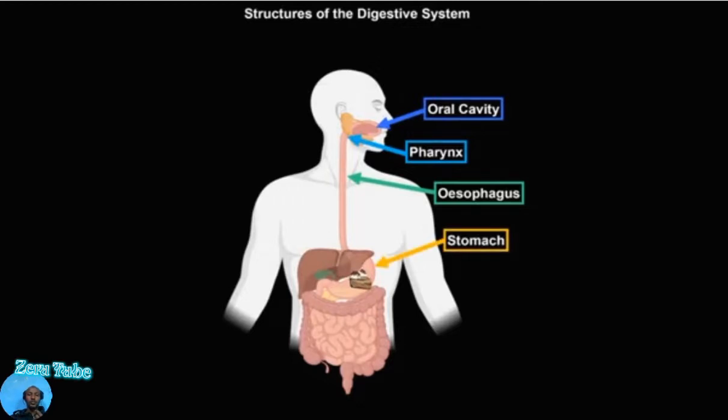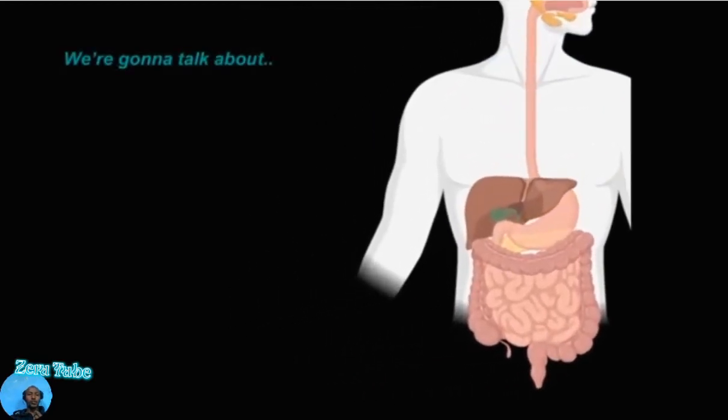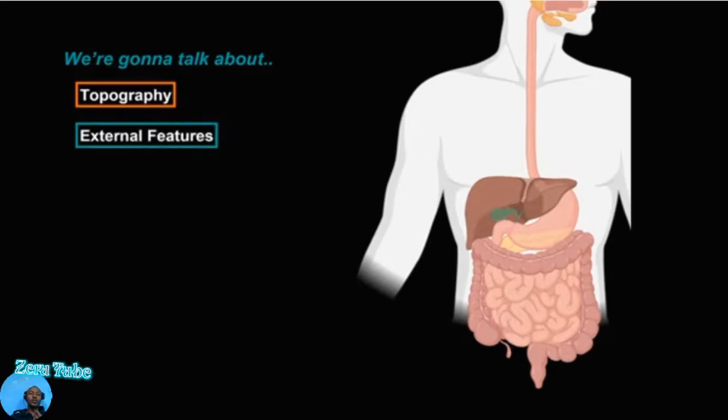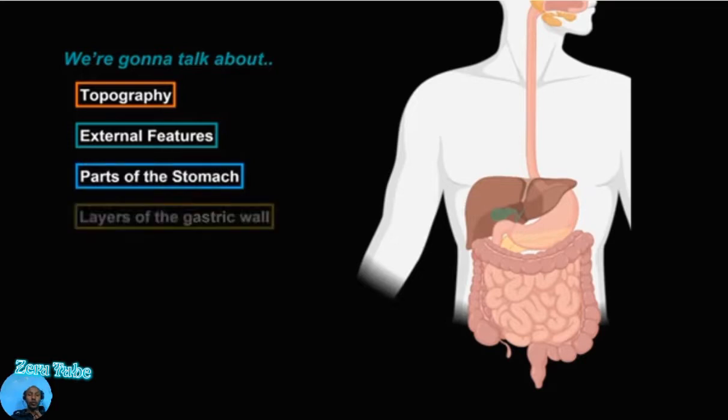Anatomy of stomach is mainly found between the terminal parts of esophagus and the beginning of duodenum. So in this section we will discuss about the topography of anatomy, mainly the topographical structure of anatomy, external feature of anatomy, parts of stomach, layer of the gastric wall, and finally we will discuss about arterial supply, venous drainage, and nerve supply of the stomach.